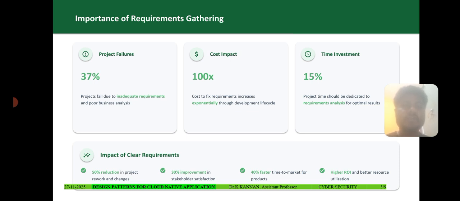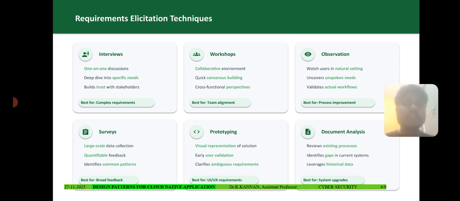The impact of clear requirements is a 50% reduction in project rework and changes, a 30% improvement in stakeholder satisfaction, and 40% faster time to market for products and a higher ROI. It is also better resource utilization. That is the importance of requirement gathering. Next one is requirement elicitation techniques.